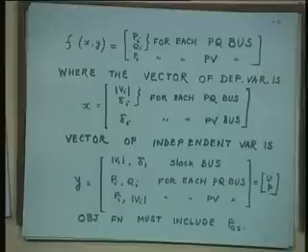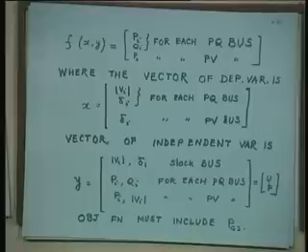And delta i is not known on a PV bus, because voltage magnitude is known. So, I can't write that here as something which is unknown, something which is dependent. Similarly, the vector of independent variables is y.